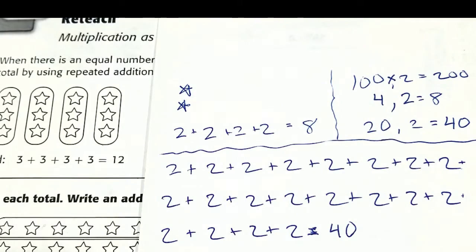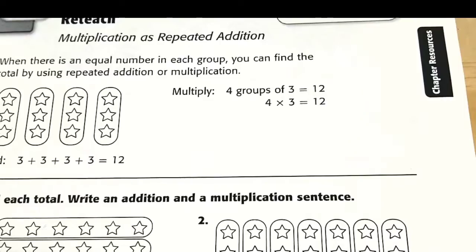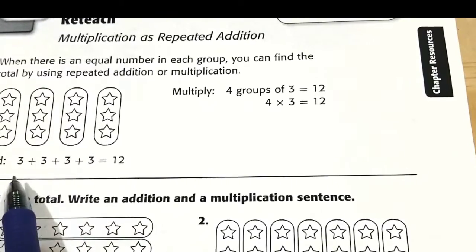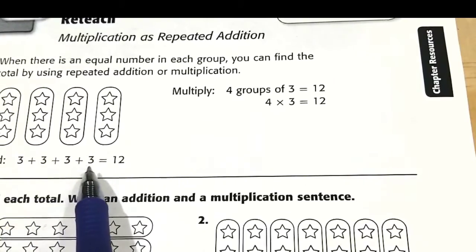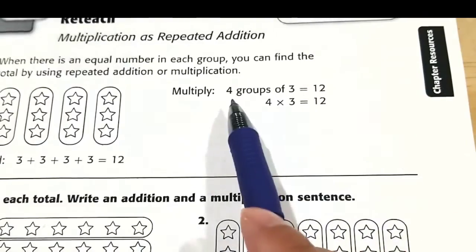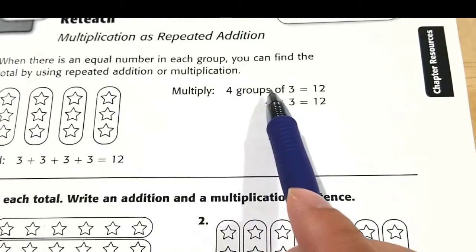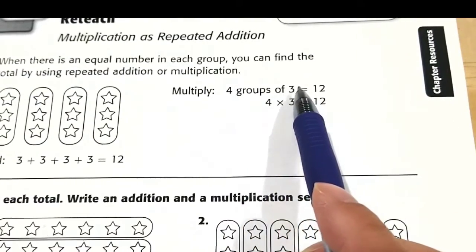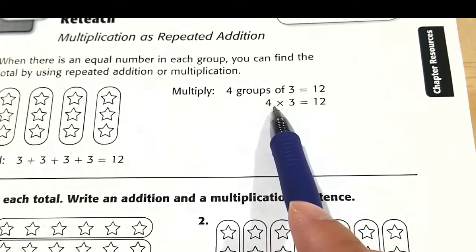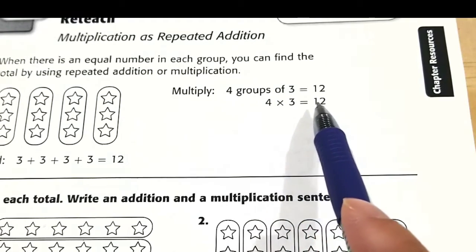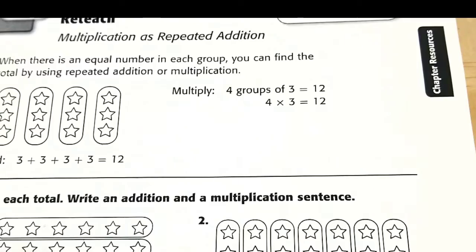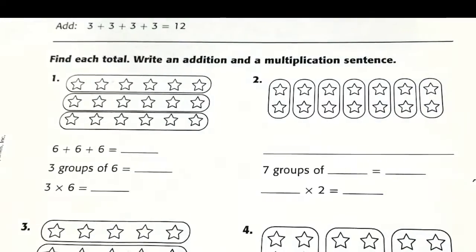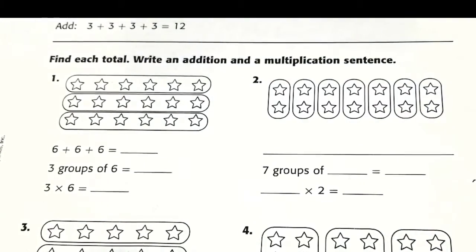All right, let's try a few of it. So going back to the problem we had earlier with 3 plus 3 plus 3 plus 3, we noticed that we have 4 groups and each group has 3. So we can also put it as 4 times 3, which equals 12. Now let's take a look at our example. Number 1. Find each total. Write an addition and a multiplication sentence.